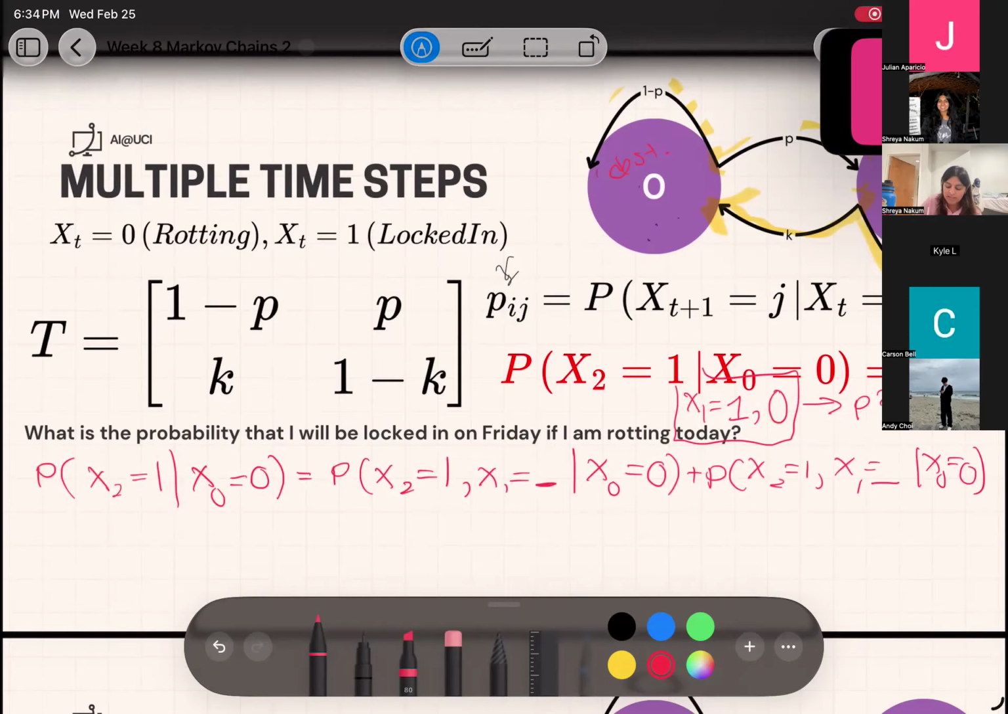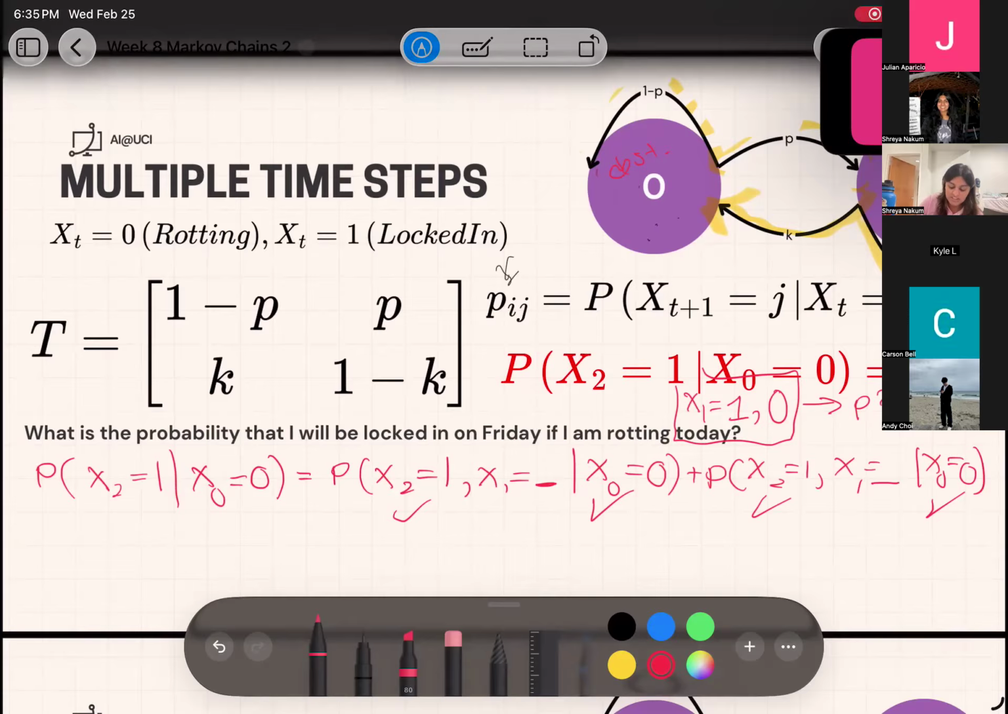The reason we're writing it like this is that we're going to be locked in on Friday. We know that for sure. We are currently rotting. We know that. What we don't know is where we're going to be here. So the two sequences that we can have are rotting, locked in, or locked in, locked in.